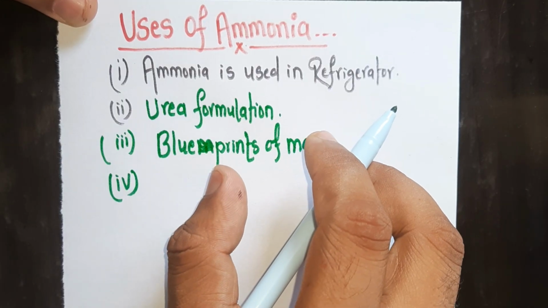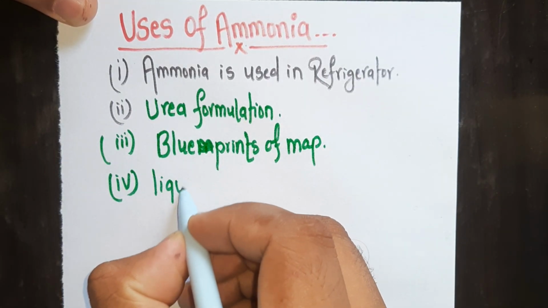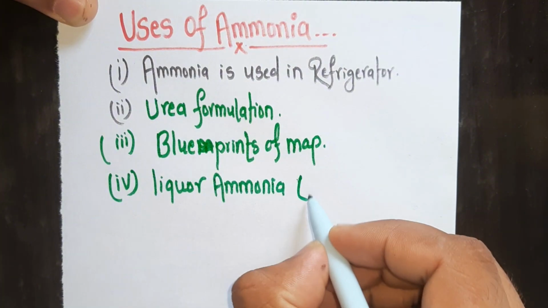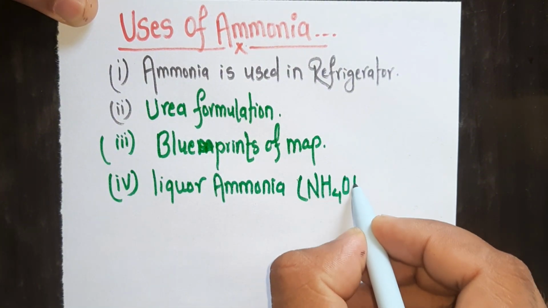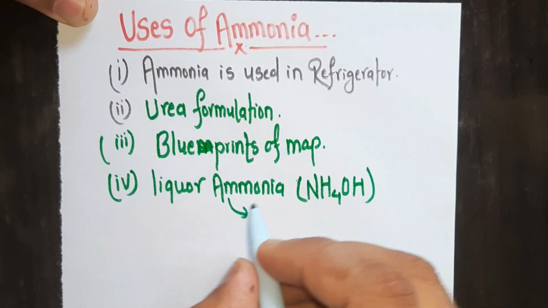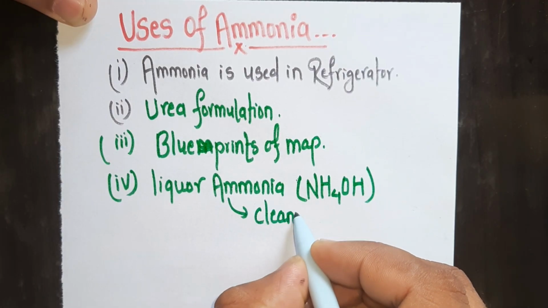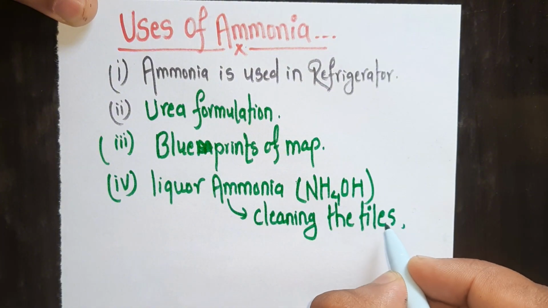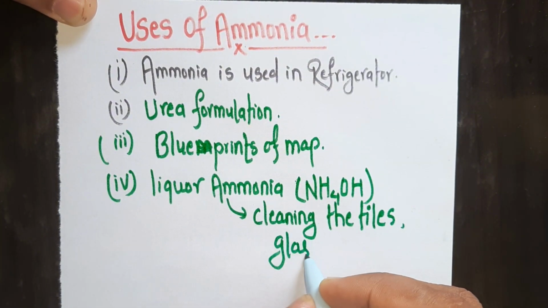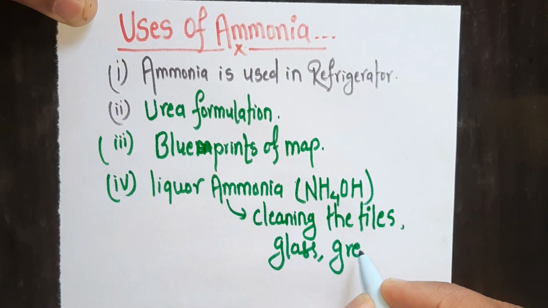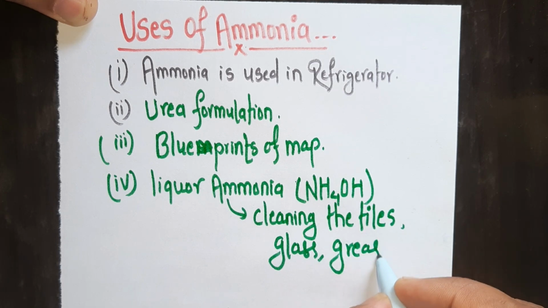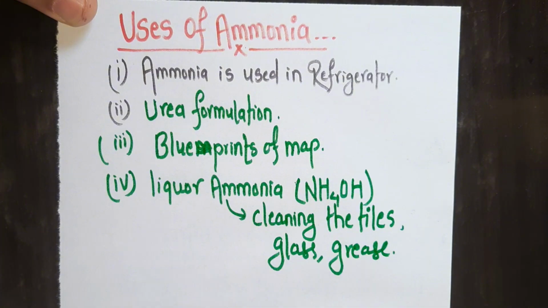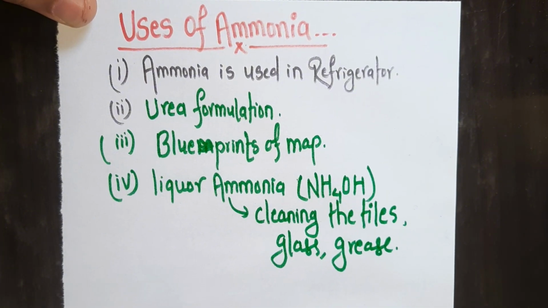And also liquid ammonia. What is liquid ammonia? Can you recall it? Liquid ammonia means NH4OH. It is used for cleaning tiles, glass, and also grease. To remove grease, liquid ammonia is used. Now these are the uses of ammonia.